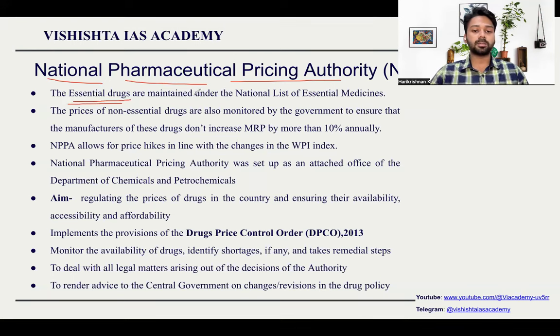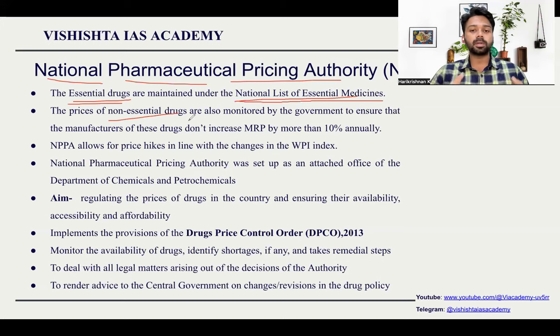The essential drugs are maintained under a national list of essential medicine. The government has a particular list which is called the National List of Essential Medicines. So, for any disease which most of the people or a huge population of the country suffer from, the drugs we provide for such diseases will be maintained under the National List of Essential Medicines. The prices of non-essential drugs are also monitored by the government. It is not that the government is ignoring everything.